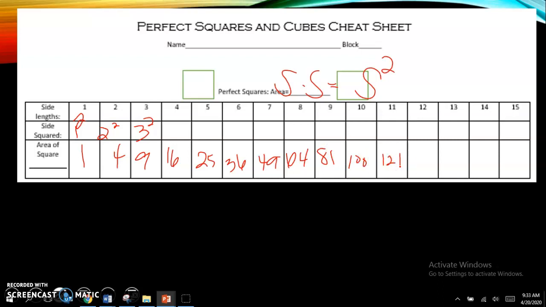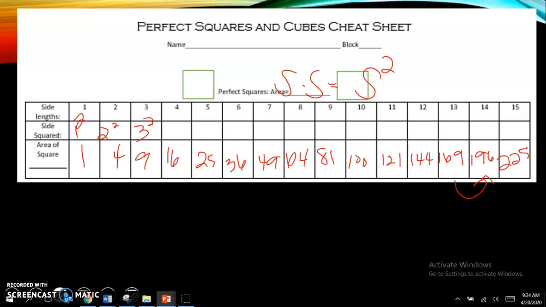121, 144, 169, and then we just flip-flop those last two numbers to get to 14 squared, which is 196, and then 15 is 225. So all of these big numbers here are perfect squares. They are known as perfect squares because they are the area of a square.